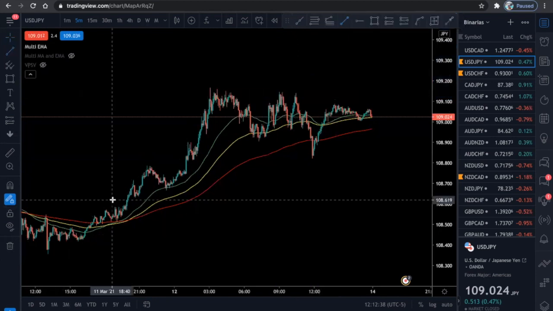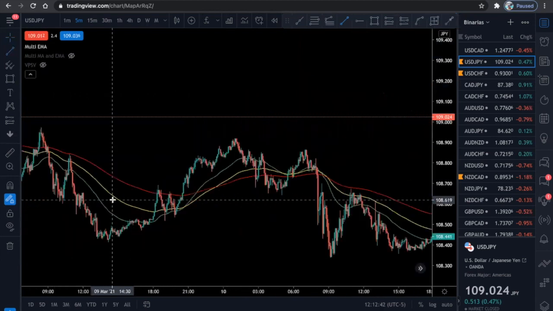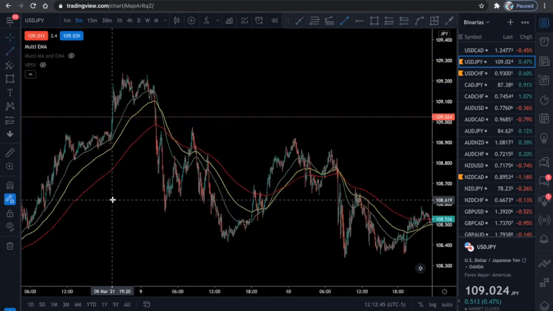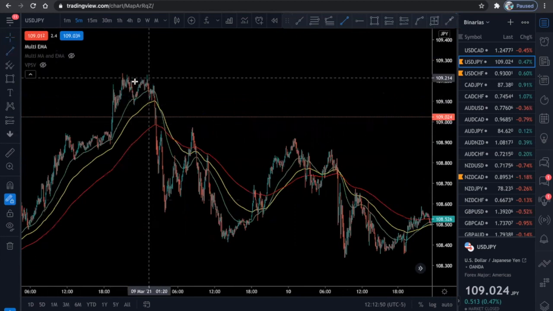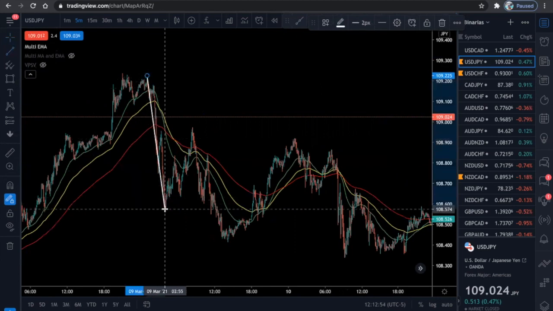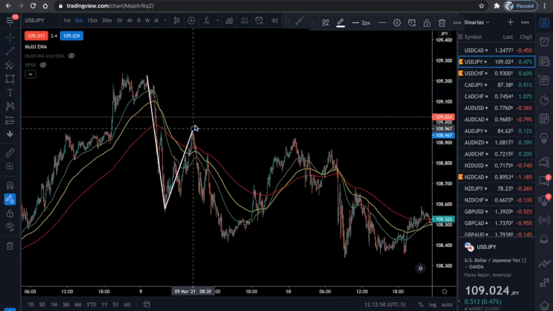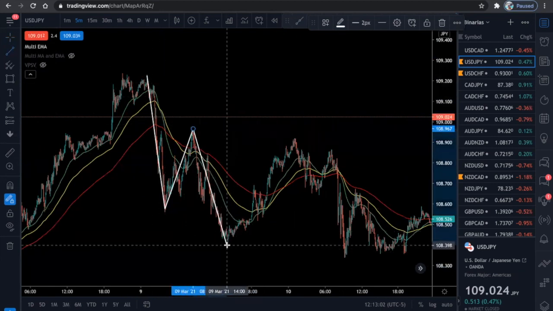So let's see other examples. So for example here, guys, check this out. We have a push to the downside, a lower high because this high is lower than the previous one. Then we have a lower low.